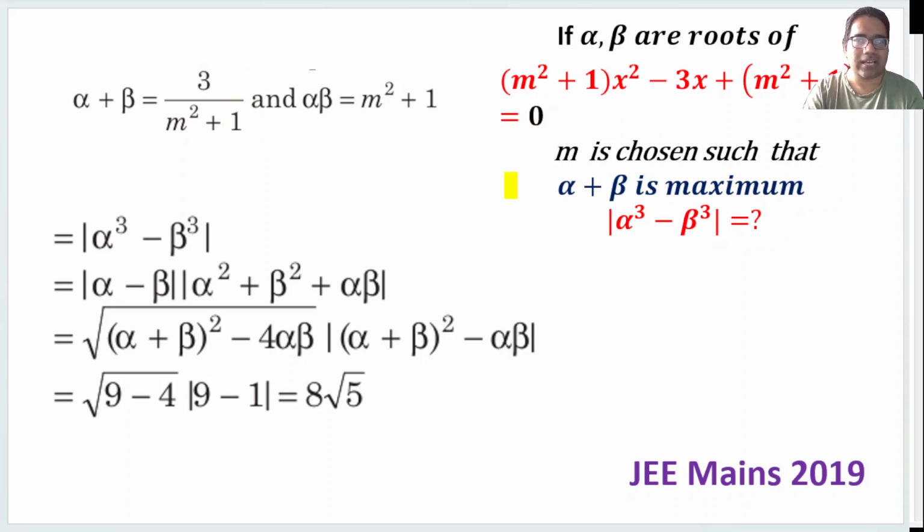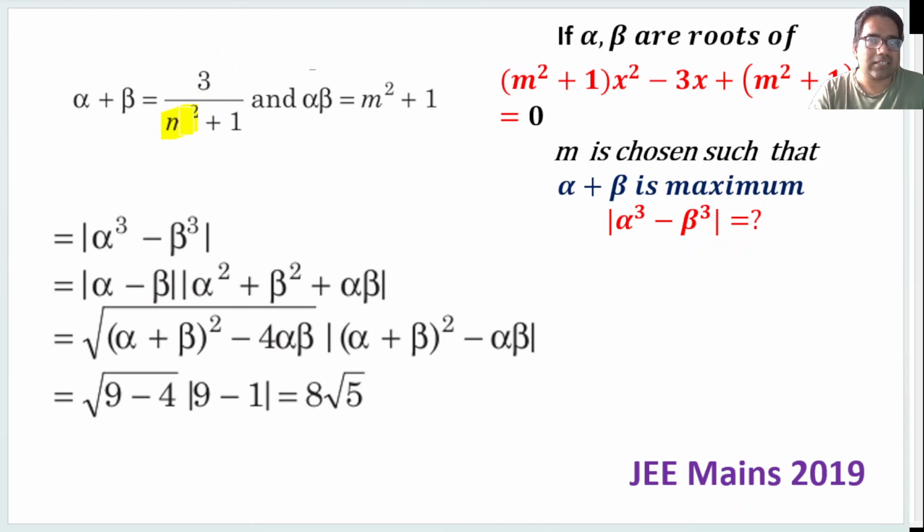Now, the sum of the roots has to be maximum, right? What does that mean? In this expression, m square is always positive. So 3 by m square plus 1 is always positive. And when is this largest? When the denominator is as small as possible. When you reduce the denominator, the value of this fraction will increase.